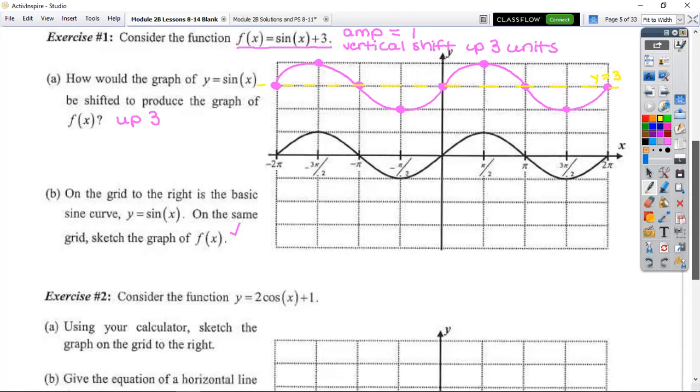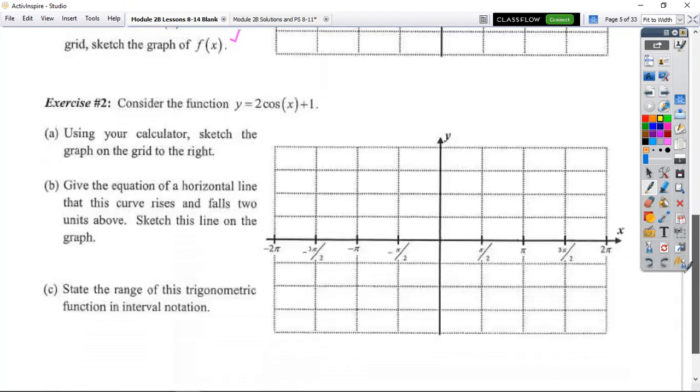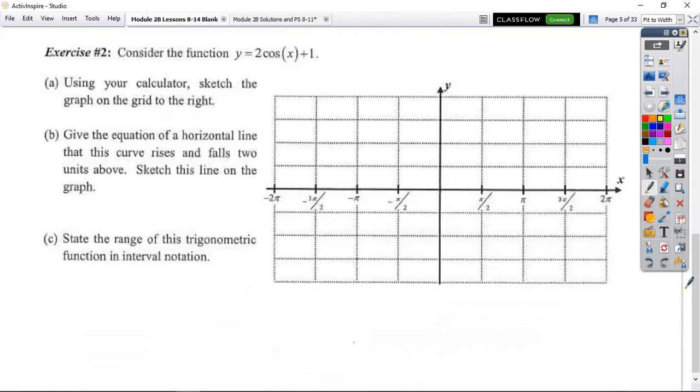All right, now I'm going to do my next one, which is back to a cosine curve instead. No different. So on my next one here, I want to consider the function 2 cos x plus 1. Okay. So first, what is the amplitude of this going to be? 2. Good. And then again, this is going to go up 1 unit, which is also referred to as a midline. So it says to sketch this and give the equation of the horizontal line that this falls and rises to. So that is your midline value.